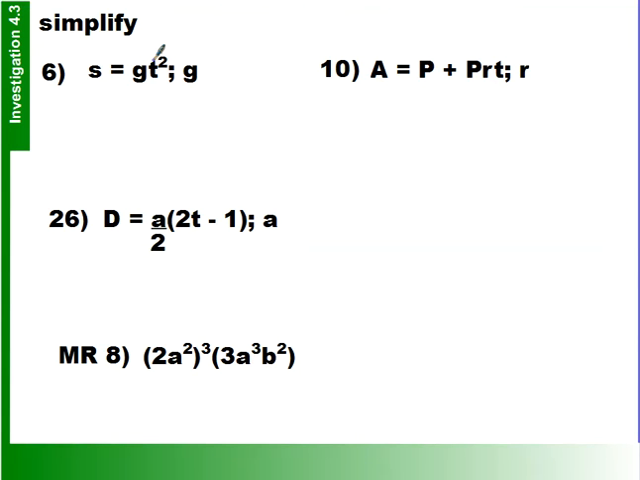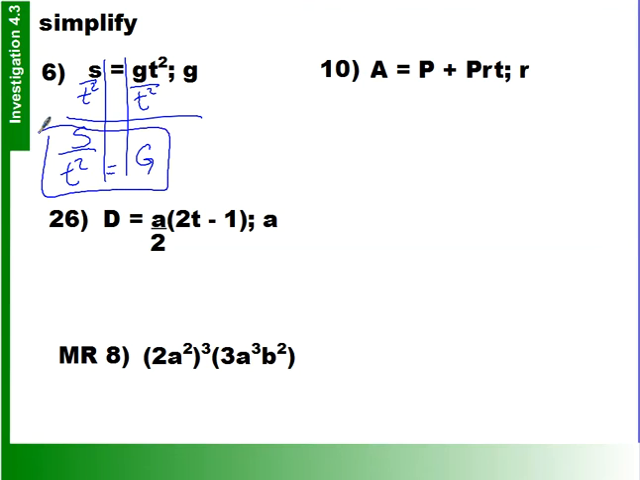So what's the opposite of multiplying g by t squared? Dividing g by t squared. So let's go ahead and divide both sides by t squared. I'm going to put my little separating train tracks there. And so we get s over t squared is equal to g. And that's it. That's a simple one-step problem.